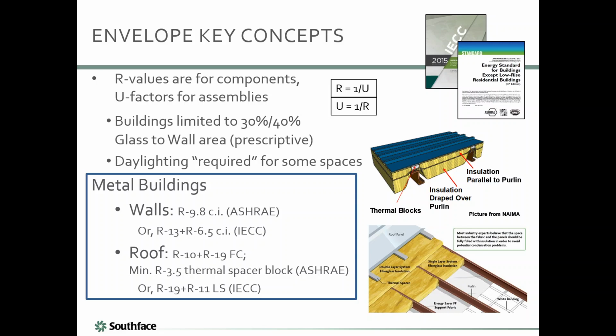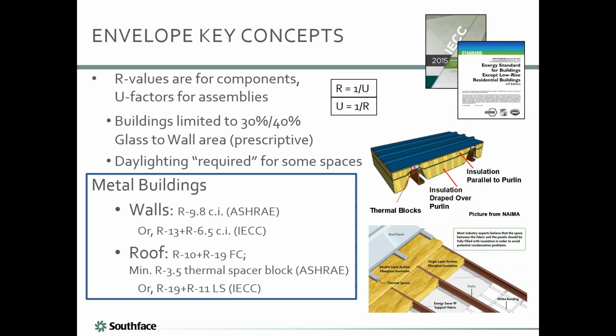One example of how the two codes have similar performance specs, but don't have the same language, is metal buildings. We jokingly say metal buildings just have their own code. They're off doing their own thing, and that's probably the easiest way to look at it. Walls of a metal building in ASHRAE are a continuous, almost R10. That's what the CI means, continuous insulation. The IECC prescriptive option is an R13 in the cavity plus an R6.5 continuous. Or, in either code, any wall assembly that meets a certain U factor. And we'll see that later.